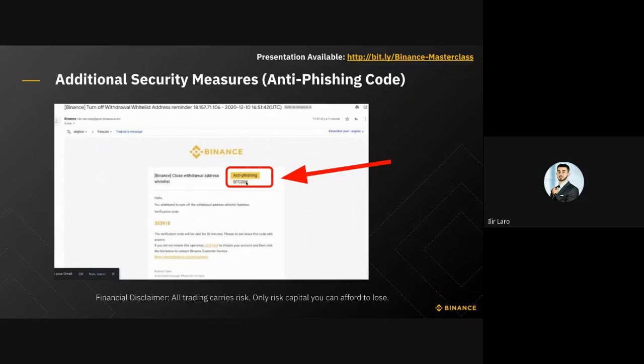This is useful because if you get emails claiming to be from Binance saying you need to reset your account, and you don't see this anti-phishing code, then you know it's not from Binance, it's from an impersonator or hacker, for example. So definitely set up the anti-phishing code.